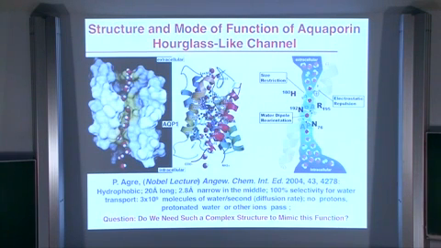Forget about the details about the dimensions and other things like this. The function that is extremely important is that it provides 100% selectivity for the transport of water. Nothing else but water from the inner part to the outer part of the cell membrane. The molecules, however, move through this channel at a rate of 3 billion molecules per channel per second.